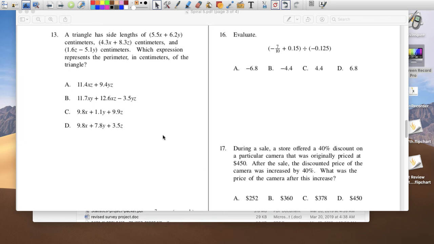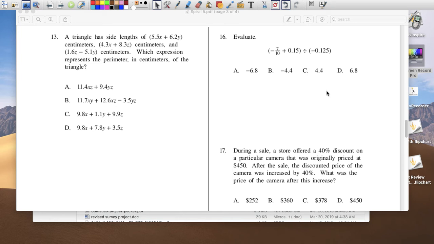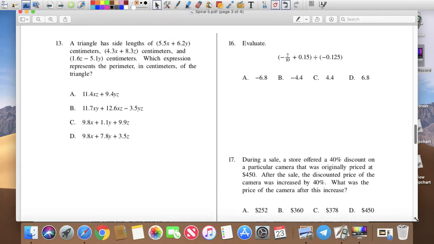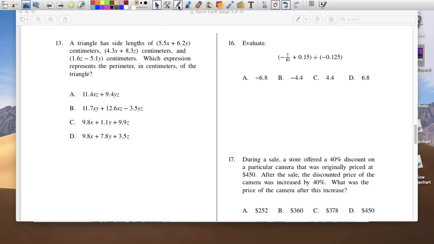Number 13, triangle. Okay, so yuck. One good thing is that you're going to have a calculator. So even if you see something like number 16, you shouldn't really be too scared. So let's do 13 first. The 13 says that it has a triangle. I don't know what kind of triangle, so I'm just going to draw.